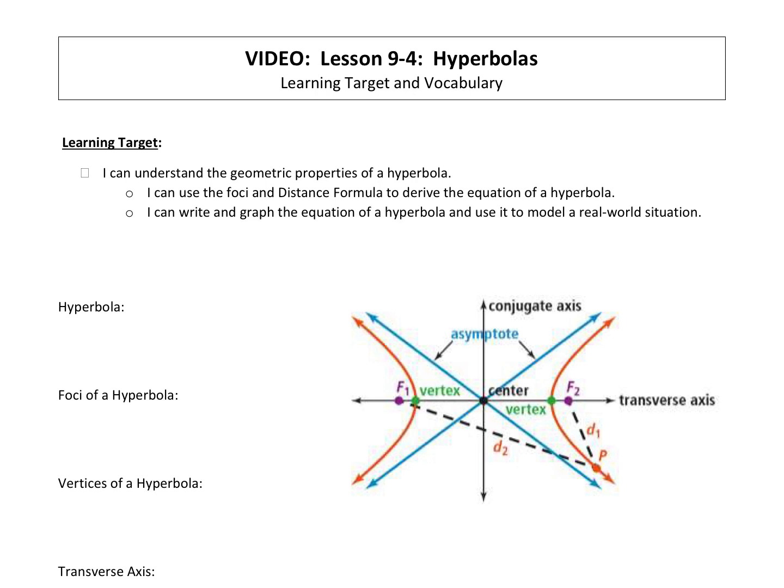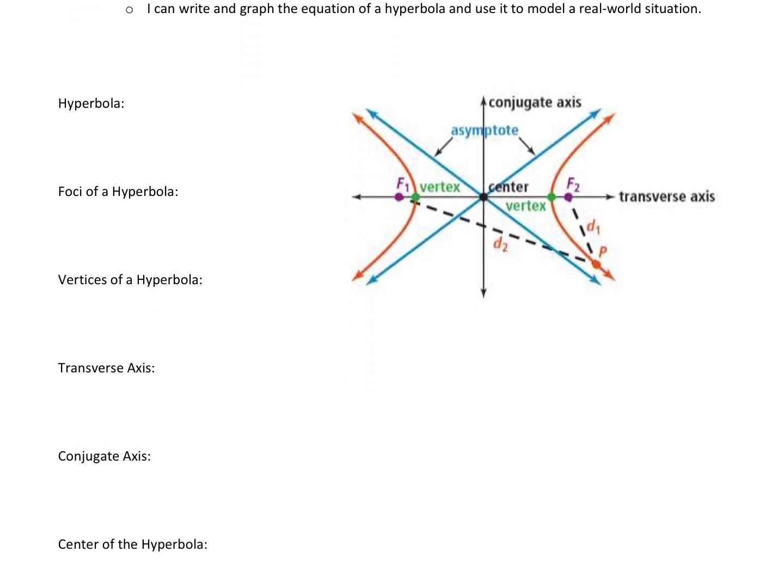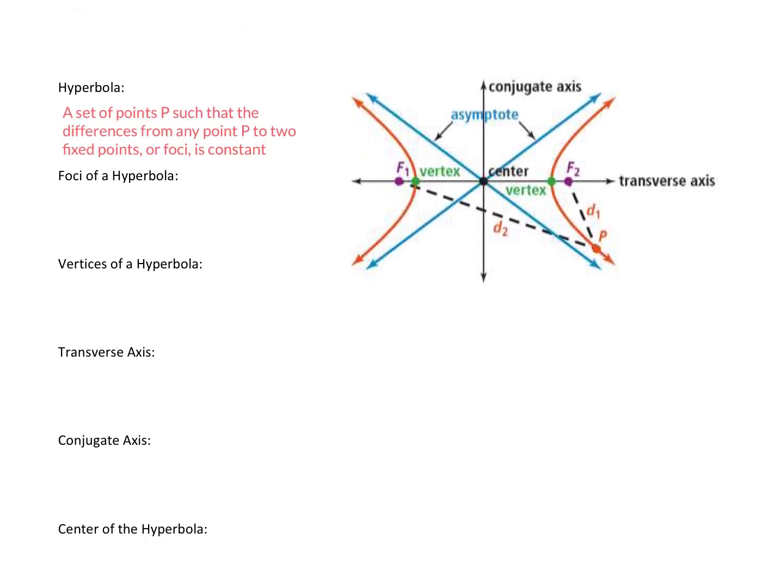All right, so what are these hyperbolas we speak of? A hyperbola is a set of points, P, such that the difference of the distances from any point P to two fixed points, or foci, is constant. So if we look at our little picture over here, we've got our hyperbola. This hyperbola is formed by a collection of all of these points.